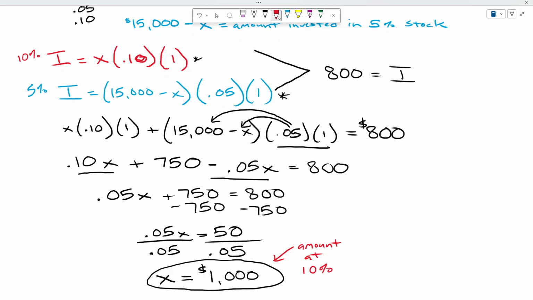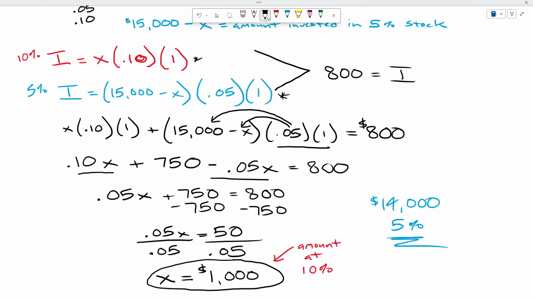Now, of course, if it wanted to know what was in the other one as well, then we would just figure out the difference, 15,000 minus 1,000. So that means if 1,000 was invested in the 10% stock, then of course we would have had to invest 14,000 in the 5% stock. So that's how we tackle that one.